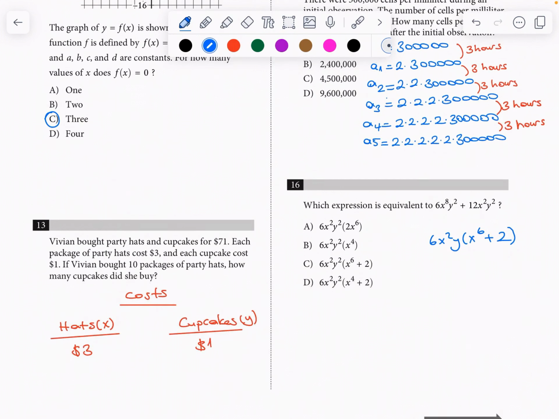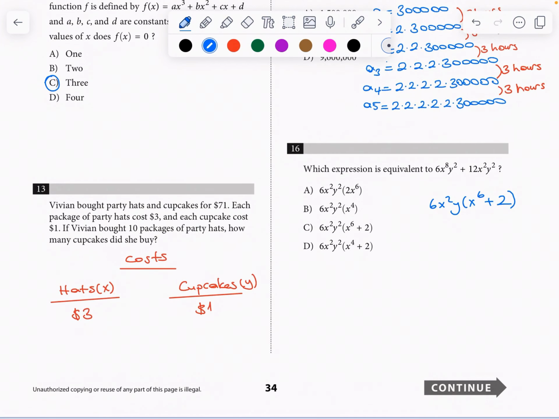Vivian bought party hats and cupcakes for $71. Each package of party hats costs $3 and each cupcake costs $1. If Vivian bought 10 packages of party hats, how many cupcakes did she buy? First of all, I would like to use x and y. x is the number of hats and y is the number of cupcakes. The cost of each hat is $3 and the cost of each cupcake is $1. And what else do we know? She is going to pay $71.